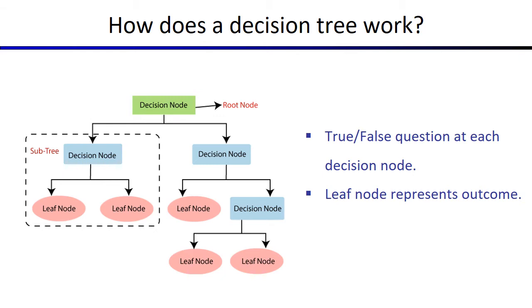At the end of each branch is another question, and the process recursively continues until reaching the leaf nodes that make a prediction. So, to sum it up, internal nodes represent the features of a dataset, branches represent the decision rules, and each leaf node represents the outcome.